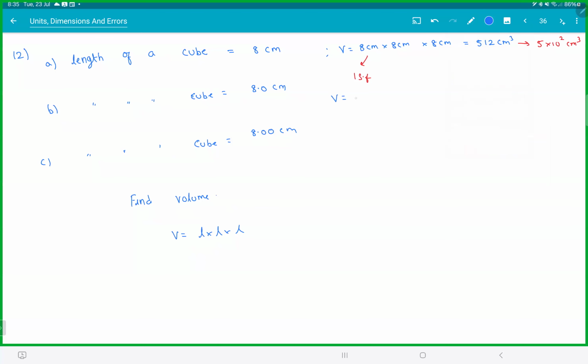What about the second one? The second one is 8.0 centimeter. 8.0, 8.0. This is 512 only, but when you round it off, it becomes 5.1 into 10 square. So basically you'll say 510. For the third, the volume will be 512. Hope you're getting the answer. So if you just tell me the length of the cube is 8, I will say the volume is 500. And that is what they expect in the exam also.